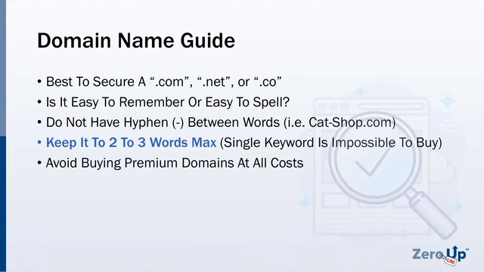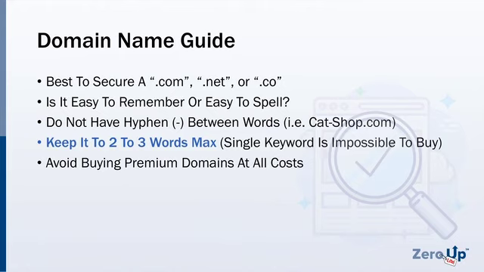Number 3, do not have hyphens between your words. For example, if you want to create a cat store, you don't want to say cat-shop.com. A lot of people will forget that there's a hyphen right in between, so please try to stay away from that.